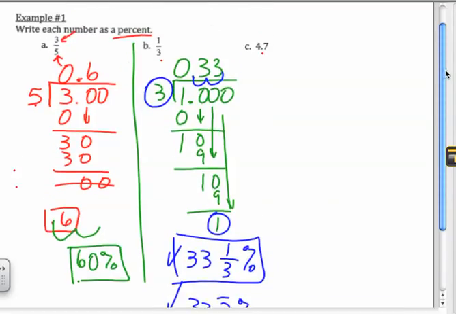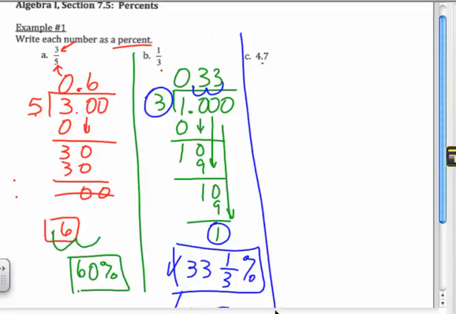And then this last one over here is super easy. Just move the decimal point 2 places: 470%. Done.